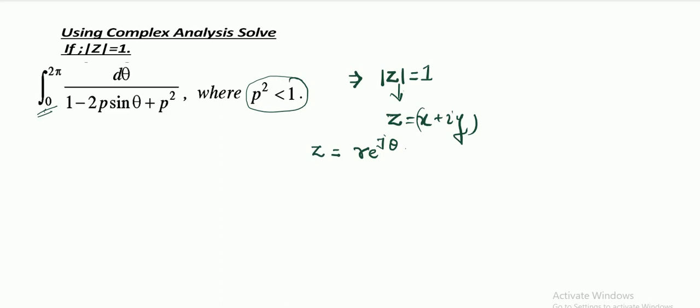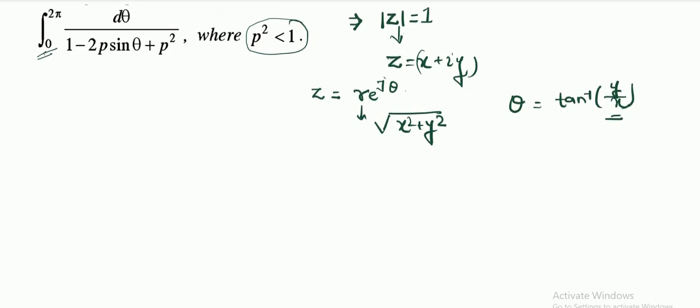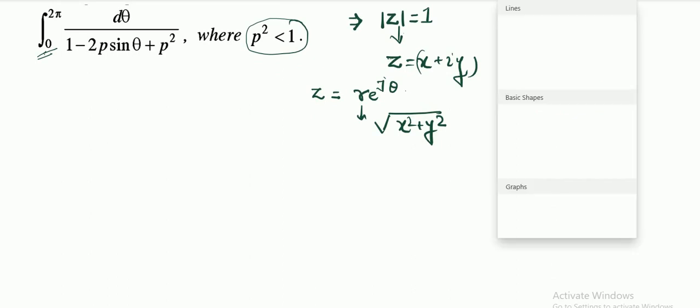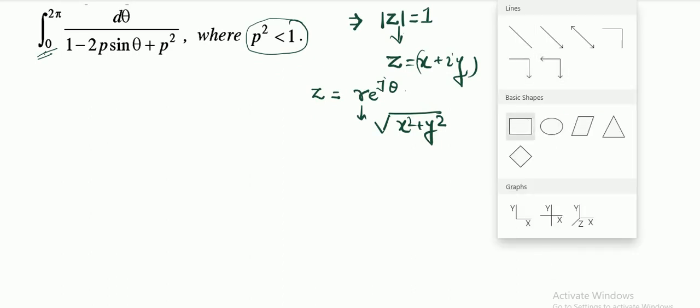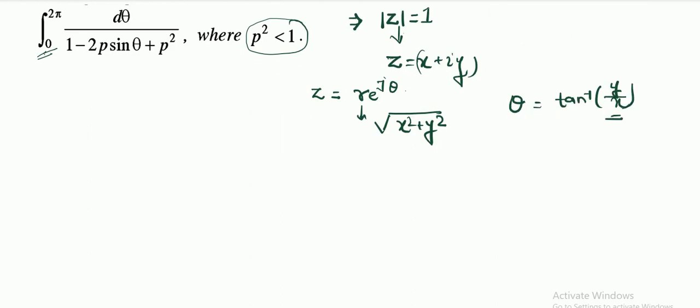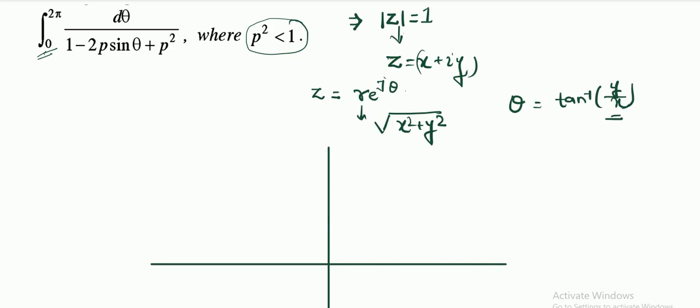So what is the value of r? r is the root of x square plus y square. Theta is tan inverse y by x, which we calculate according to the quadrant rule through the principal argument method. Now, as mod of z equals 1 is given, you can say that it is a unit circle whose center is lying on the origin.